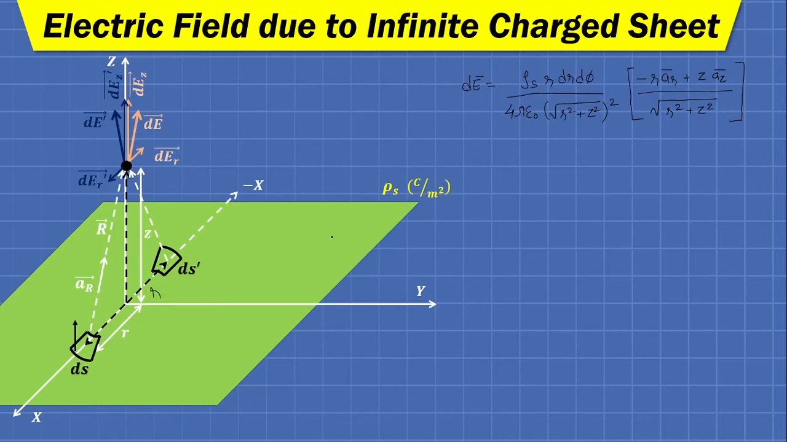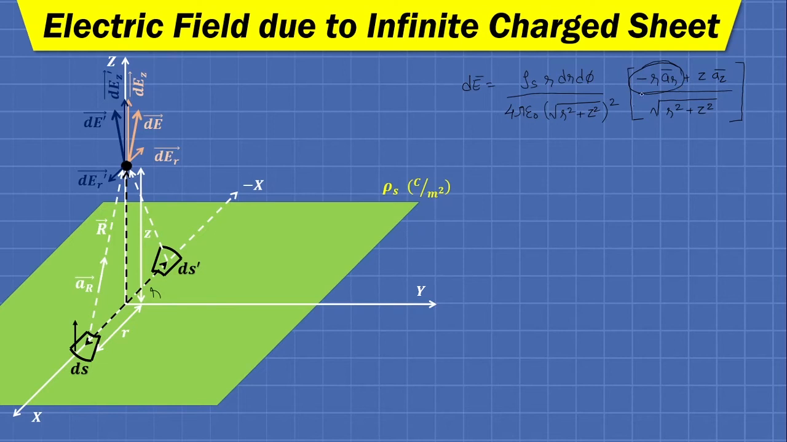Okay, because this sheet is spread infinitely, we can eliminate this term negative r ar bar from the calculation. However, if you do not neglect this term and you keep it in your calculation, then at the end you will have the same result. Fine, but your calculation efforts and time will be more.